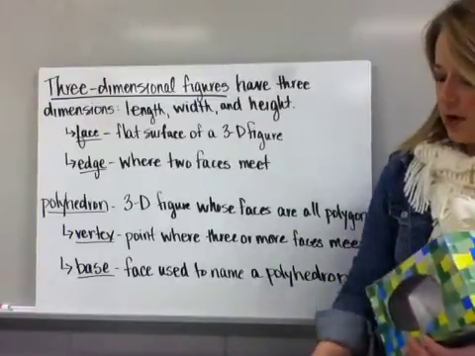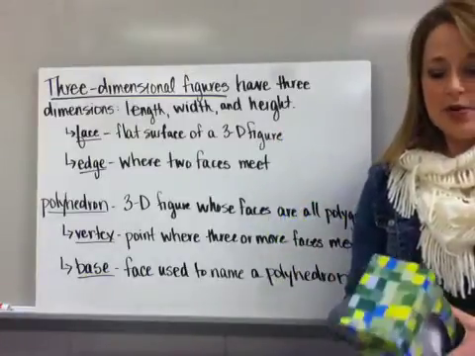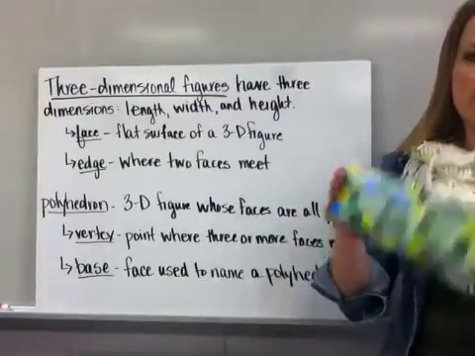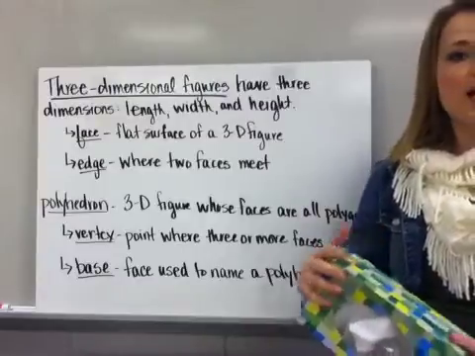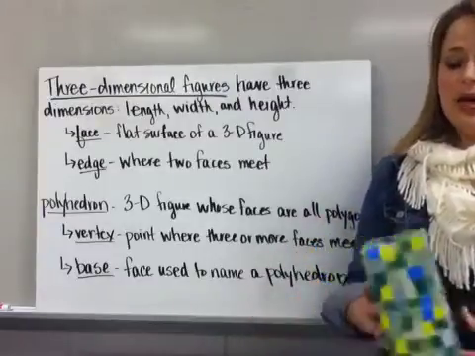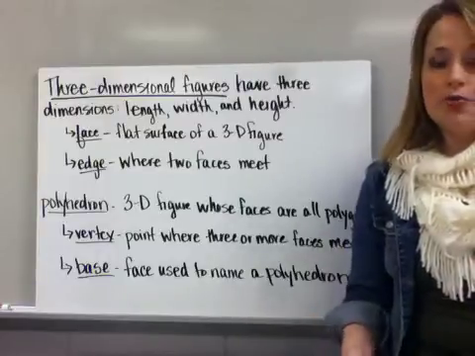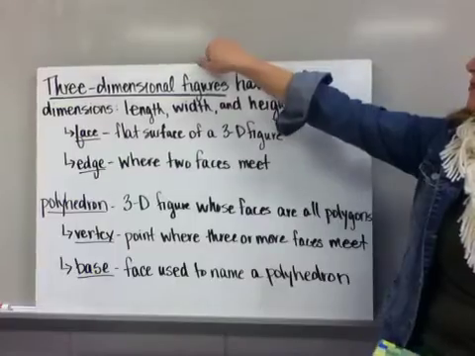The base is the face used to name the polyhedron. So we'll be talking about the marker, talking about this prism here. Notice I call it a rectangular prism. Its base is right here and right here. 2 bases, and I call it a rectangular prism because of that base. I could also have a triangular prism if this side were to be a triangle, or I could have an octagonal prism. The base is how you're going to name the polyhedron.